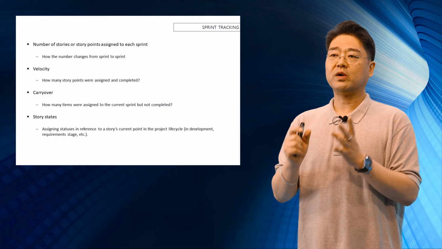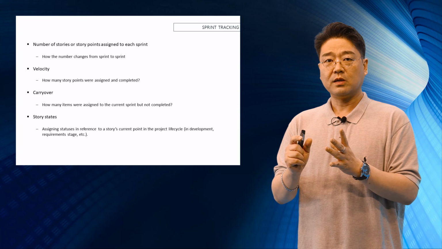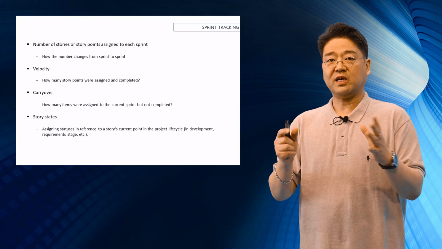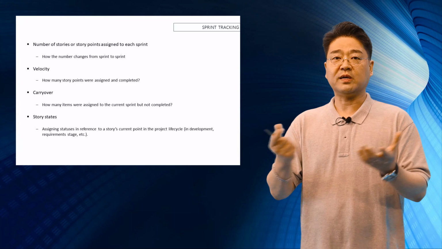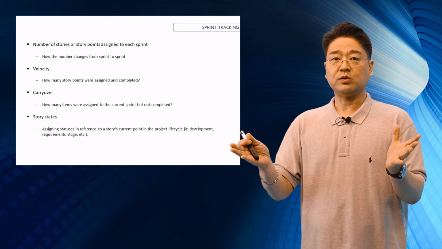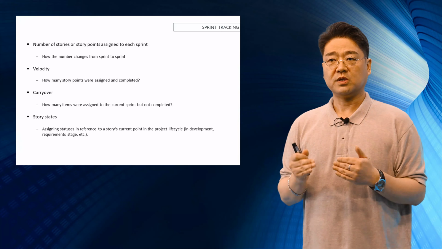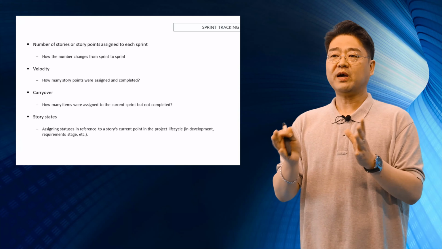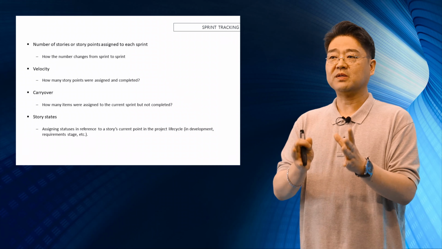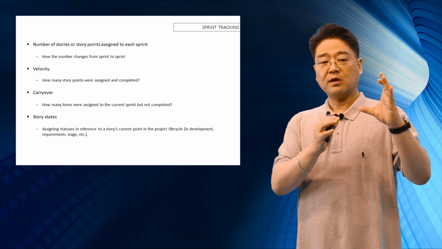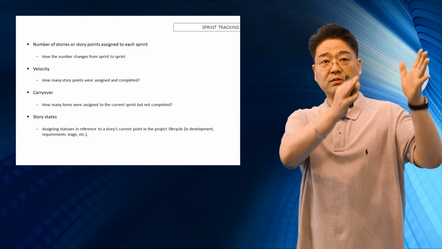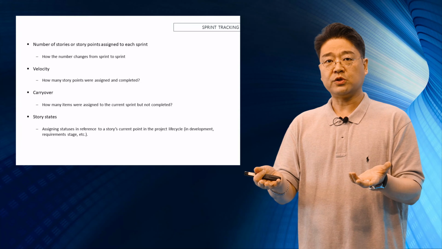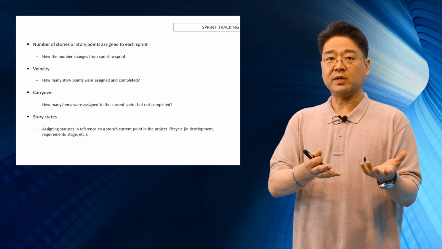How many story points were assigned and completed? Sometimes you assign a little too many points to each sprint, say 17, and you cannot do anything about it because there are too many things to attack. Then you need to cut it down. And about the same argument, carryover. How many items were assigned to the current sprint but not completed? So velocity says something about how many were assigned and completed. Carryover lets you know how many were not completed.